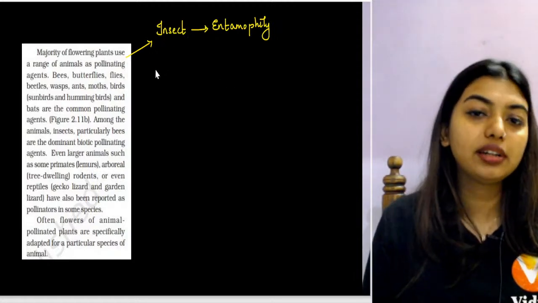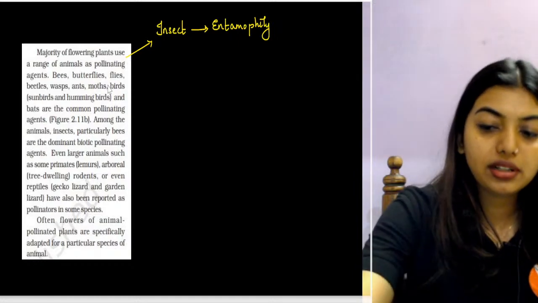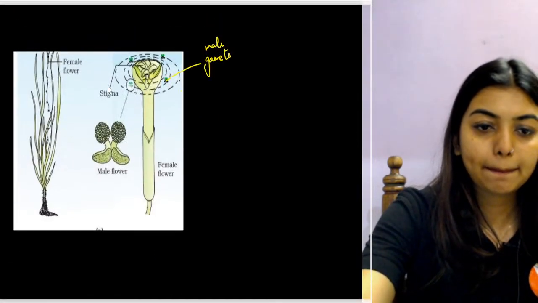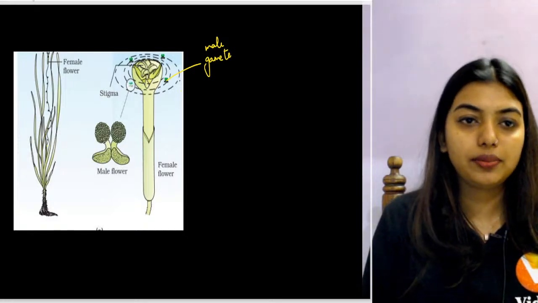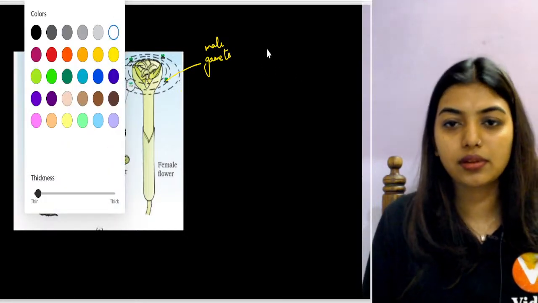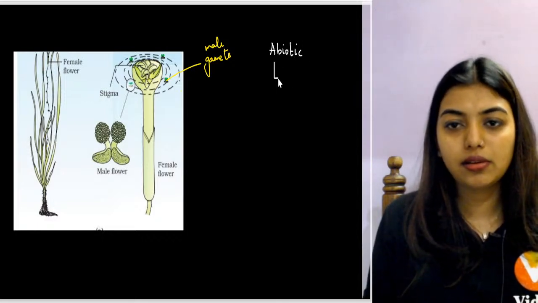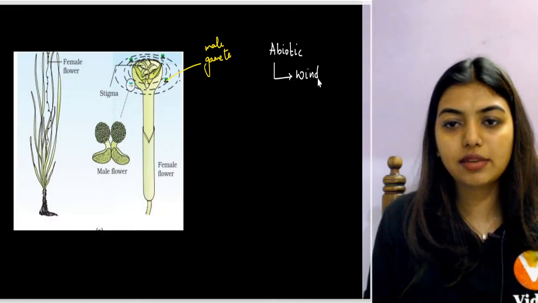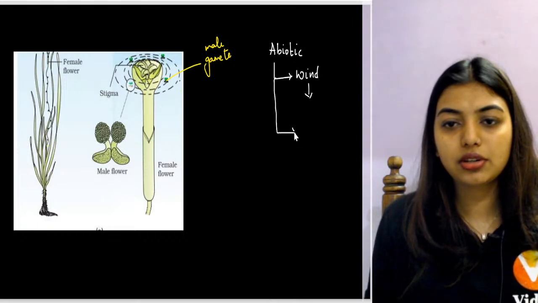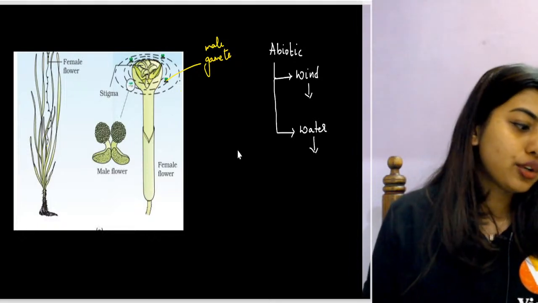What about wind? Can anyone tell me what about wind? Abiotic. Wind pollination, can someone tell? I taught you people on Vedantu NEET English. Water you can guess.